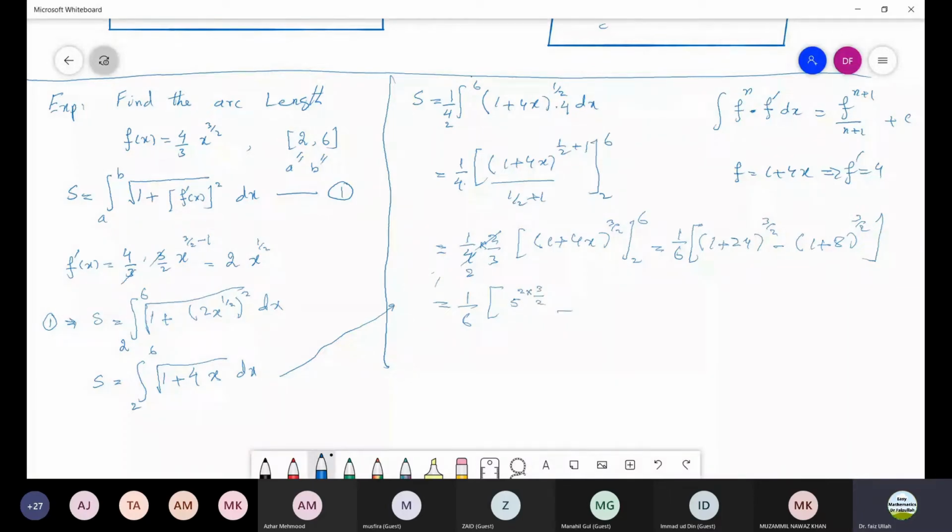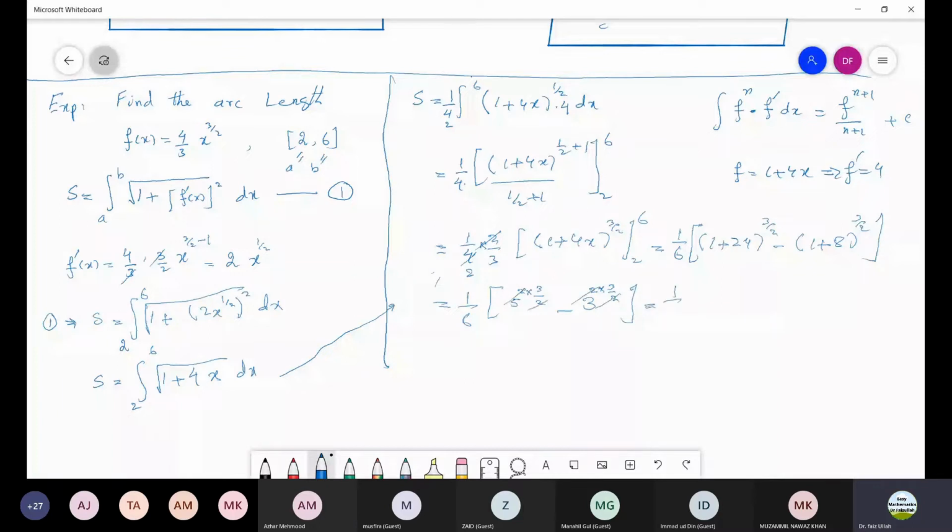Now 1 plus 8, that is 9. So I can write 9 as 3 power 2. And let me write in multiplication 3 by 2. Let us simplify this. From here, I can get this thing. And if I further simplify, I have 1 over 6.